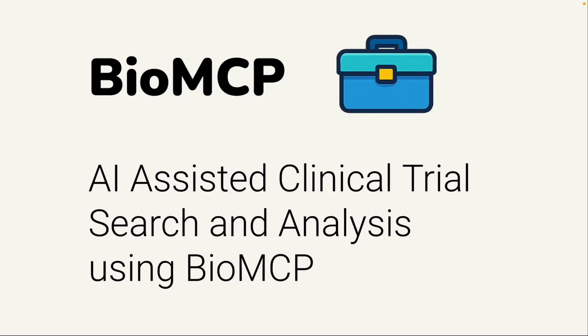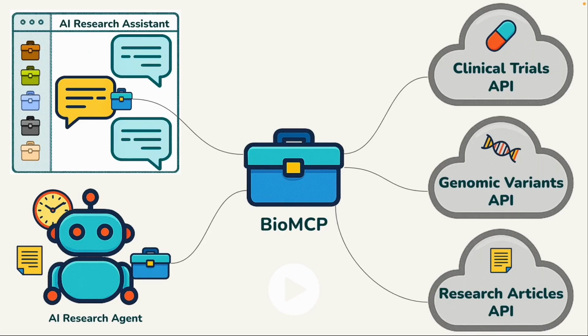Today I'm going to be talking about AI-assisted clinical trial search and analysis using BioMCP. BioMCP is a model context protocol server that empowers AI agents and assistants with tools. In this case, BioMCP talks to the clinicaltrials.gov API to search and retrieve clinical trials, the MyVariant.info API for genomic variant information, and the PubTator API for PubMed articles and abstracts.